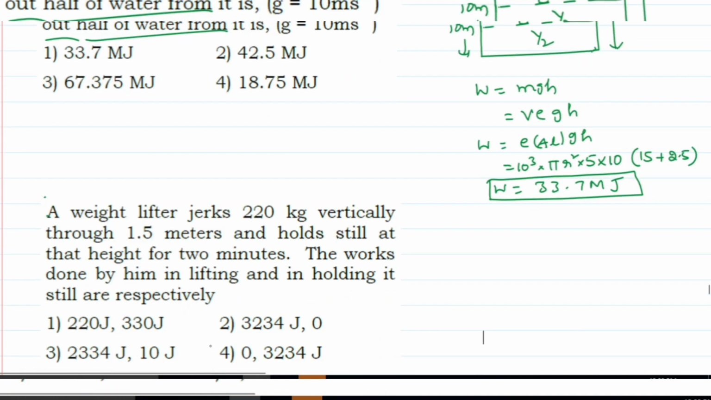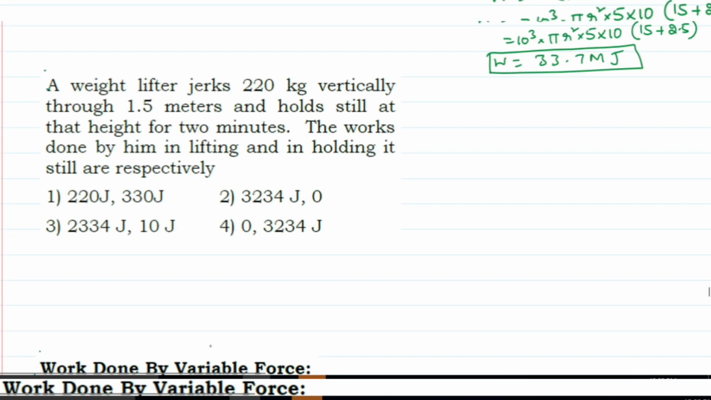Now let us see the next question. A weight lifter jerks 220 kg vertically through 1.5 meters, and holds it still at that height for 2 minutes. The work done by him in lifting and in holding it still is, respectively.